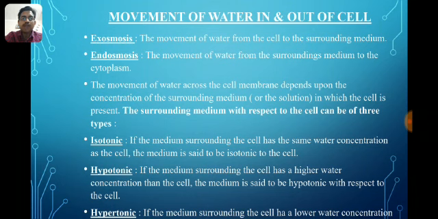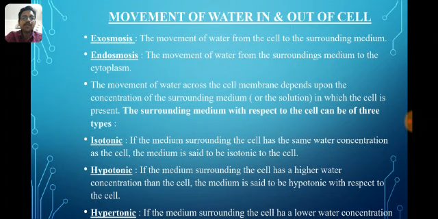The surrounding medium with respect to the cell can be of three types. Isotonic. If the medium surrounding the cell has the same water concentration as the cell, the medium is said to be isotonic. If the cell is placed in isotonic solution, an equal number of water molecules will move in and out of the cell, so there is no net gain or loss of water molecules. Hence, the cell placed in isotonic solution will remain the same size. That is, it will neither shrink nor swell up.